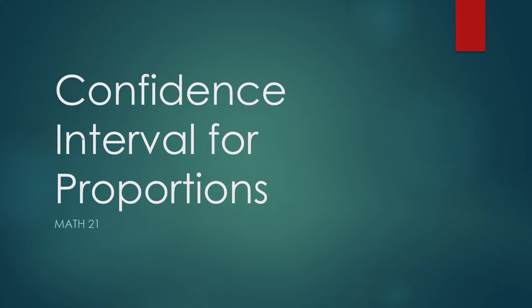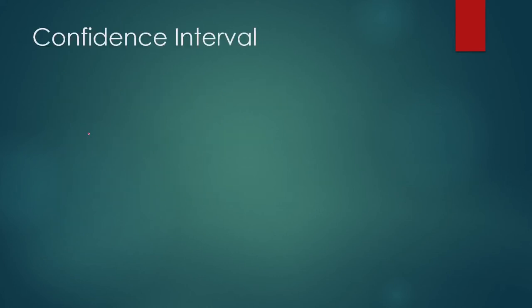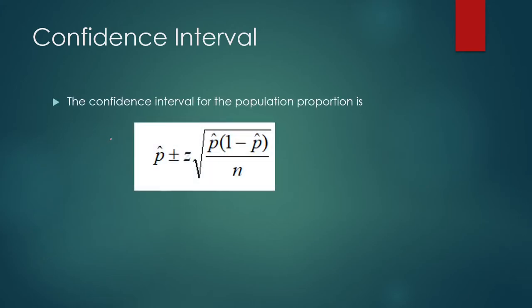Confidence intervals for proportions. The confidence interval for a proportion is given by the formula p hat plus or minus z times the square root of p hat times the quantity 1 minus p hat over n, where p hat is equal to x divided by n. X represents the number of successes, and n is the sample size.